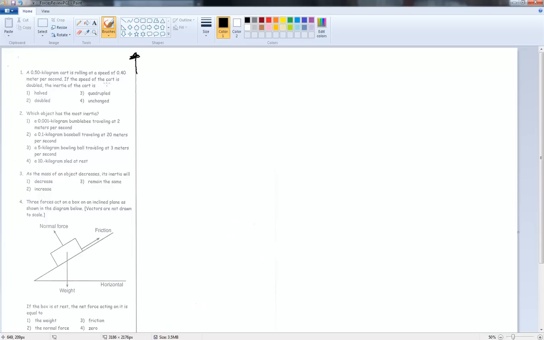So, question 1. A 0.5 kilogram cart is rolling at a speed of 0.4 meters per second. If the speed of the cart is doubled, then the inertia of the cart is what? So this is a special vocab word, inertia here. In class we learned that inertia depends only on the mass of the object. That's the only thing that matters. Inertia is kind of an object's ability to resist change in movement.